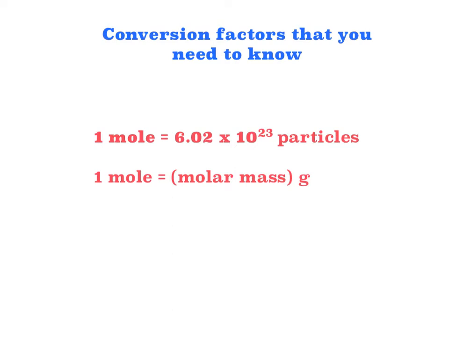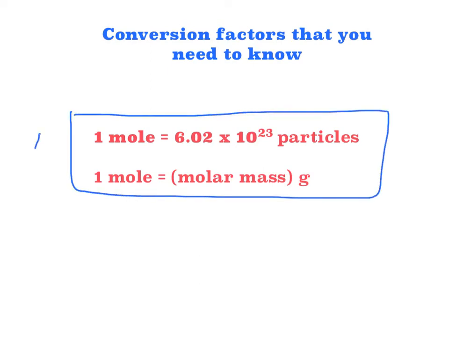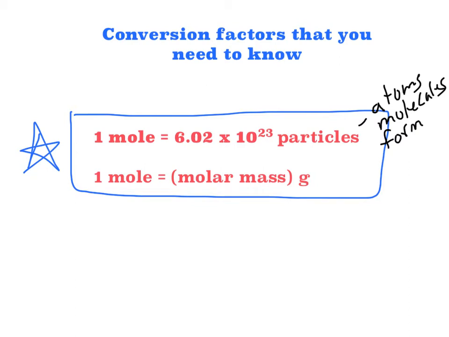Okay. As far as conversions go, there's really only two conversions that you need to know to do mole conversions. And here they are. They are 1 mole is 6.02 times 10 to the 23rd particles. Now those particles could mean atoms or molecules or formula units. You got to be careful when you represent. I'd like you to write formula units. Okay, just don't abbreviate that too much. And then 1 mole is the molar mass in grams. And that molar mass, you should write down that this is from the periodic table. You calculate that from the periodic table.